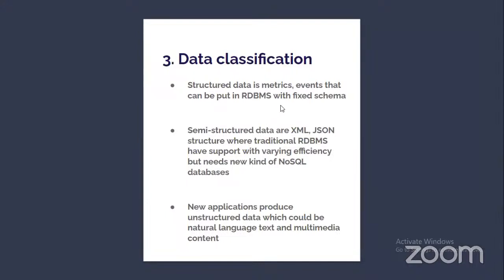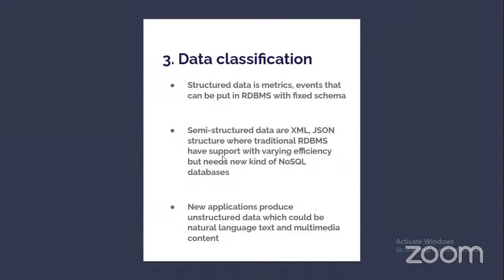Okay, so a quick run through of data classification. As I discussed earlier, there are different types of data. You have structured data in metrics, events, that can be put into relational database management systems with a fixed schema. You have semi-structured data. So structured data is in the form of a relational database. Semi-structured data, XML, JSON data, where traditional RDBMS have support with varying efficiency, but need a new kind of NoSQL databases, right? So in the current technology market, you have SQL and NoSQL databases, where SQL is applied to relational database management systems, and NoSQL is applied to non-relational database management systems, right? Such non-relational database management systems handle examples like JSON data and XML data. They're semi-structured.